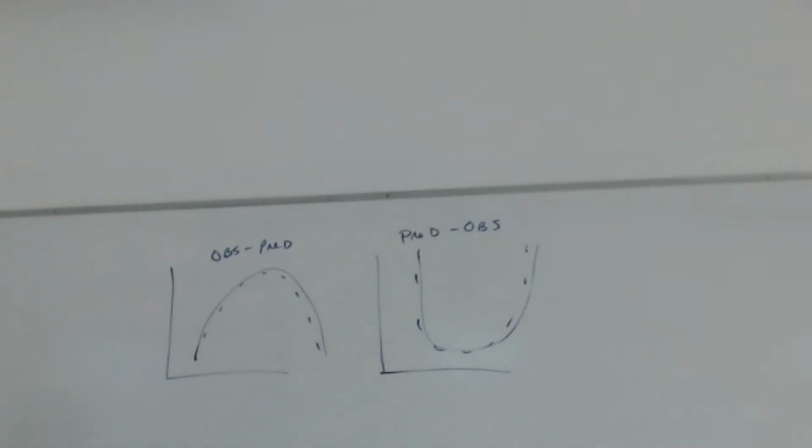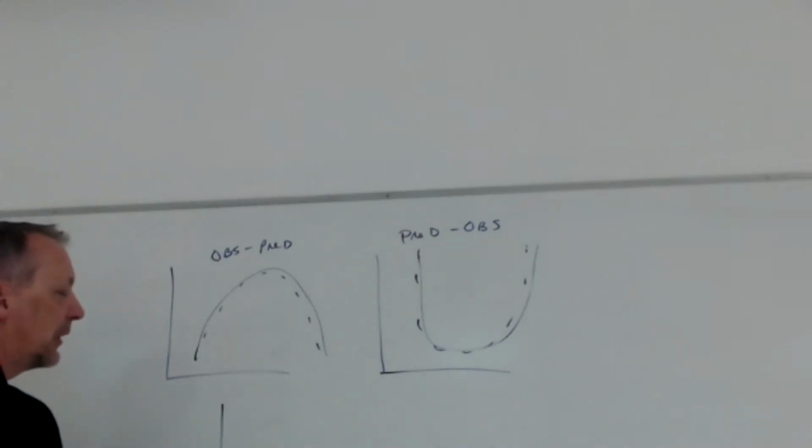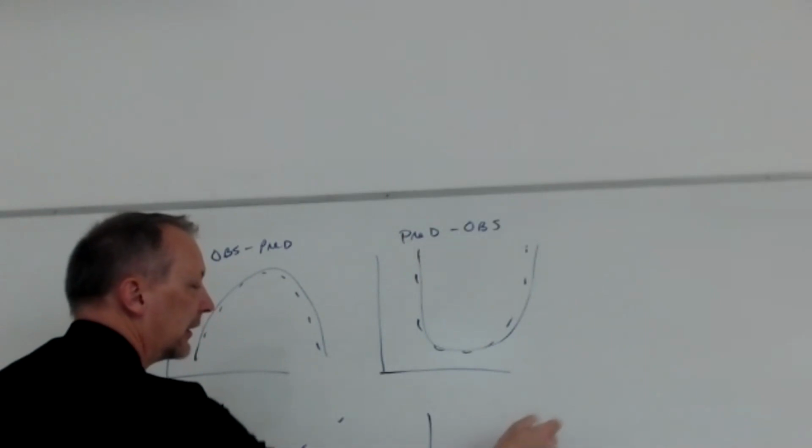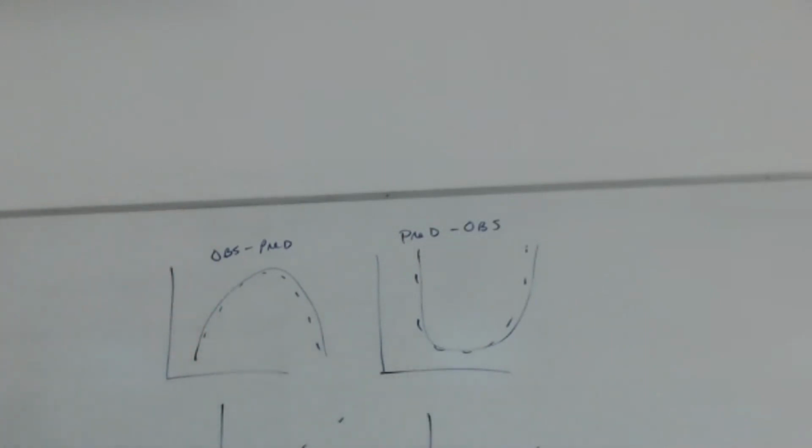More likely, you would see something like a megaphone, and megaphones are bad. But even then, it might look like that, and it doesn't really matter, because you're looking for a pattern. If you see a pattern here, that's a problem. So ideally, you want some sort of a null plot, so there's no real pattern.